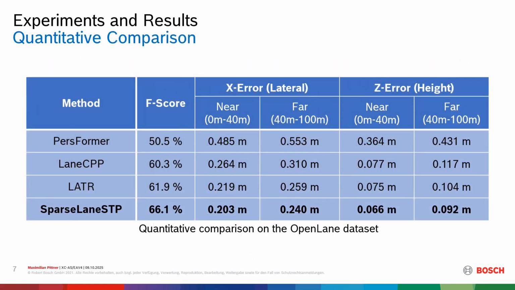We compare our method to several baselines and show a quantitative comparison to the most prominent baselines on the OpenLane benchmark. SparseLaneSTP achieves superior performance in detection scores as well as geometric errors in near and far range. For the full comparison that includes other baselines and datasets, we refer to the paper.